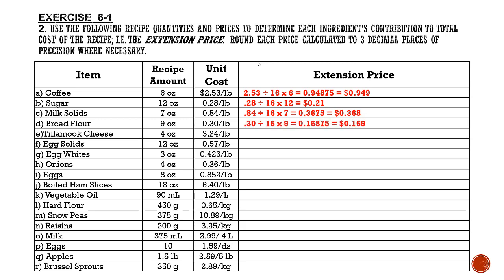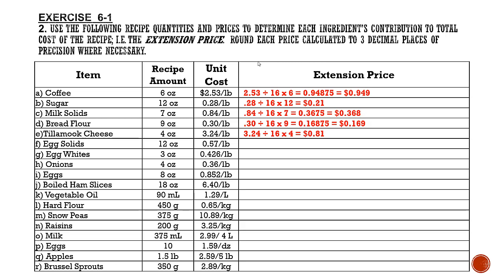We paid 30 cents per pound for bread flour, and we need the cost of 9 ounces. 30 cents divided by 16 will give us the cost of 1 ounce, multiplied by the 9 ounces the recipe is calling for. Final rounded answer, $0.169 for 9 ounces. It's becoming quite easy to see the pattern forming, isn't it?